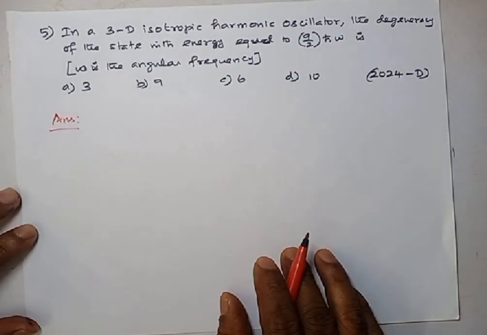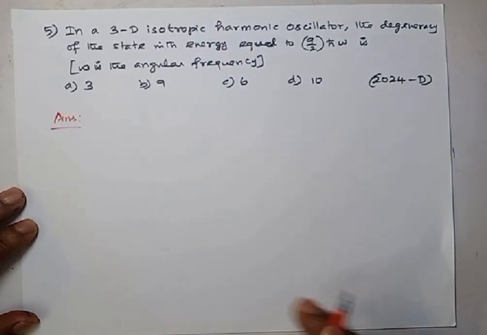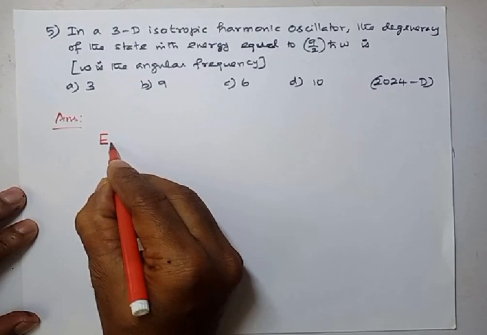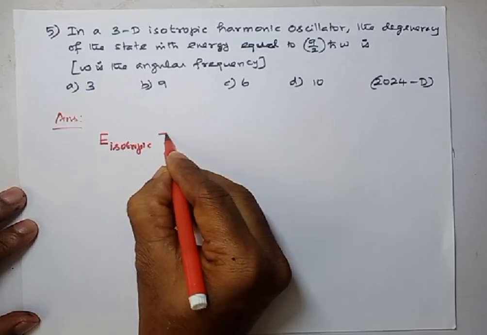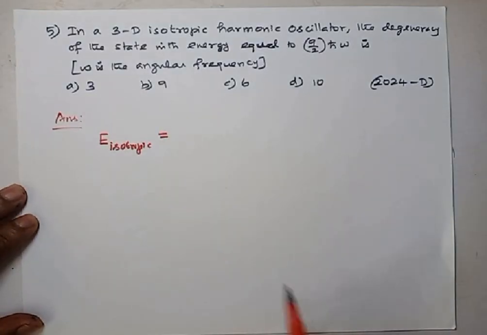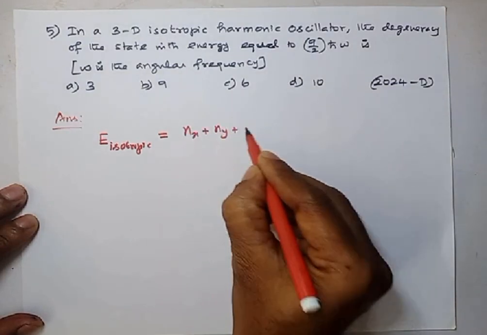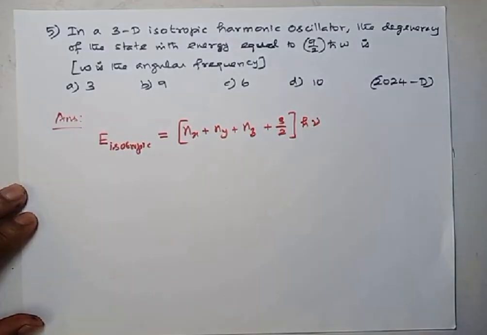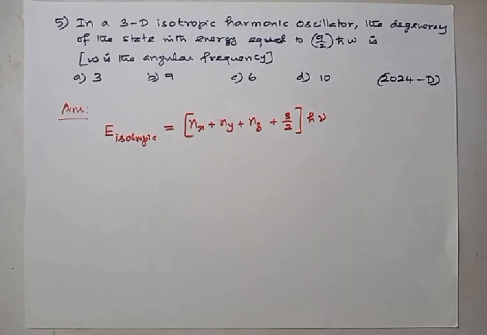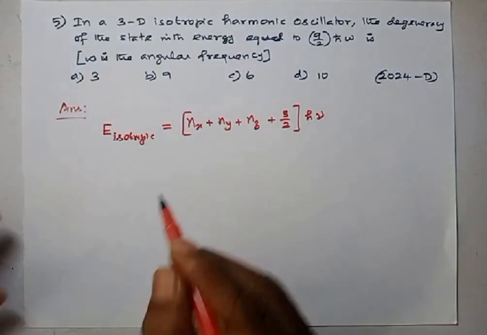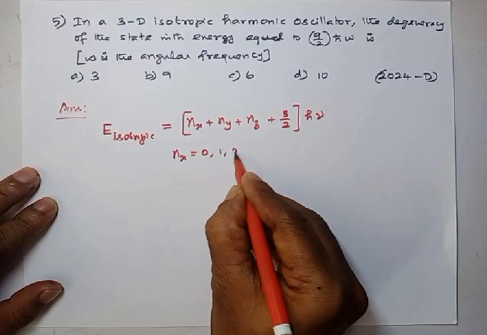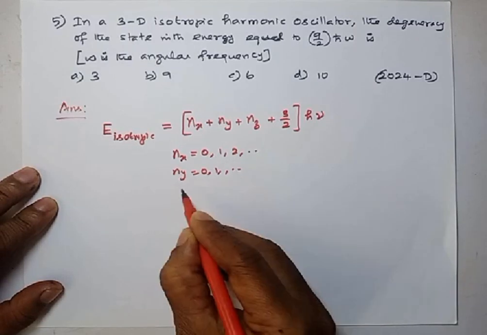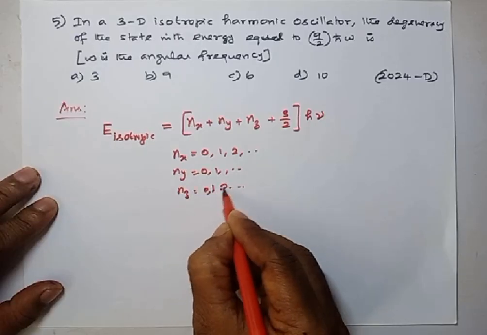Okay. See, I have discussed the isotropic oscillator. Listen, what's the energy formula for the isotropic oscillator? Do you remember the formula? Energy of the isotropic oscillator is Nx plus Ny plus Nz plus 3 by 2, into h nu. Do you remember this? Where Nx, Ny, Nz are all quantum numbers. Nx can take the values 0, 1, 2, 3, etc. Ny can take the values 0, 1, 2, 3, etc. And Nz can take the values 0, 1, 2, 3, etc.